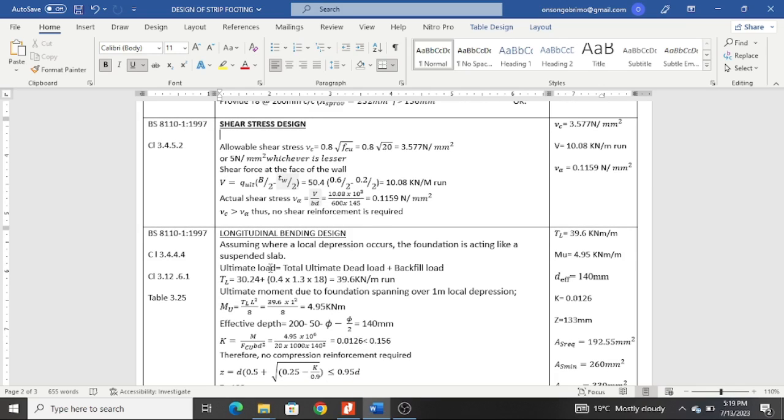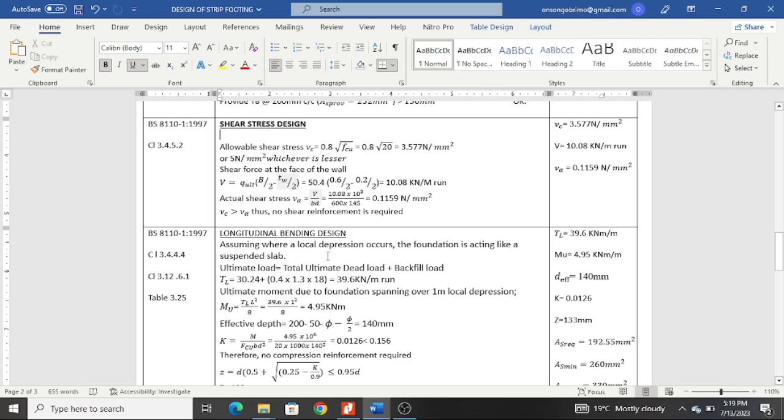Therefore, you have to assume that there could be a region that is not well compacted, or a region where reinforcement is required to counter the tension in the strip. Therefore, you assume a local depression occurs on the foundation, and this will be guided by the type of soil you have, the compaction you're seeking to achieve, and the general layout of your site, because sometimes erosion might occur and the strip might be exposed.